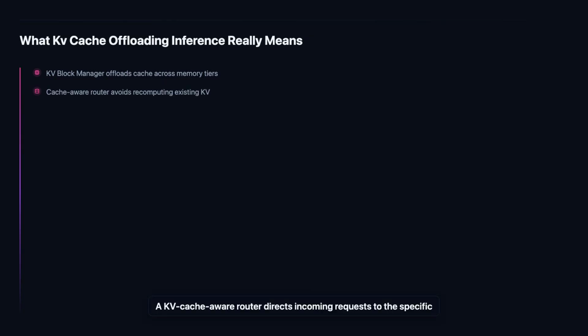A KV cache-aware router directs incoming requests to the specific GPUs that already hold relevant cache. Instead of recomputing pre-fill from scratch, traffic lands where the work was already done, cutting redundant compute. Moving cache between tiers and GPUs needs fast transport.